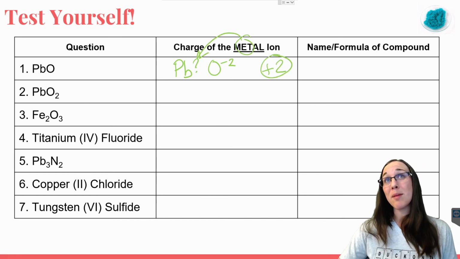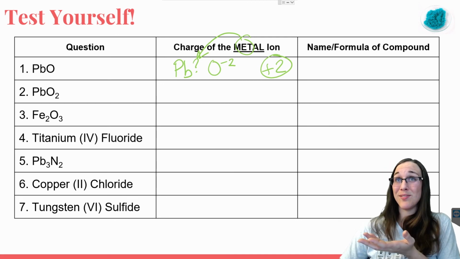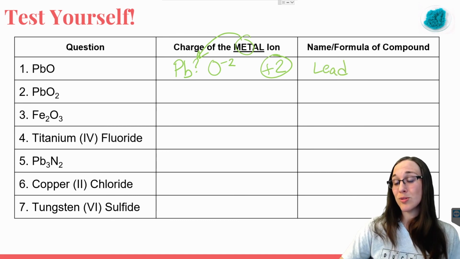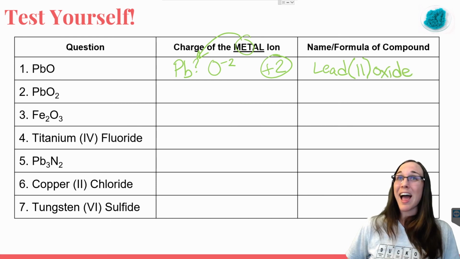And then the name or the formula of this compound, we're already given the formula, so we do need to figure out the name here, would be lead. And we know the charge is 2, so the Roman numeral would be 2. And finally, oxygen would go to oxide. I hope that helps you name all those transition metal compounds.